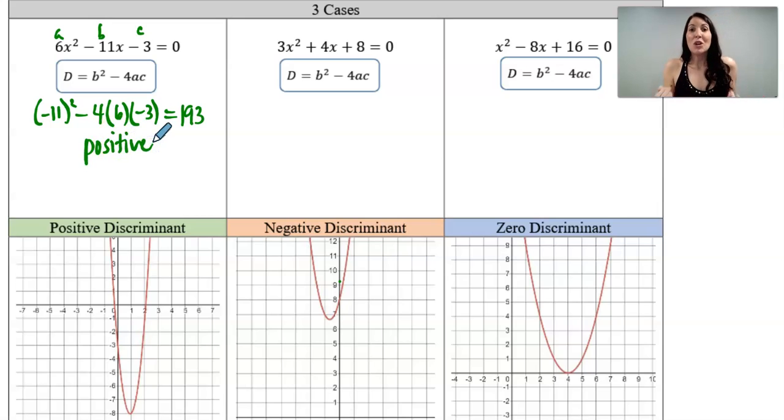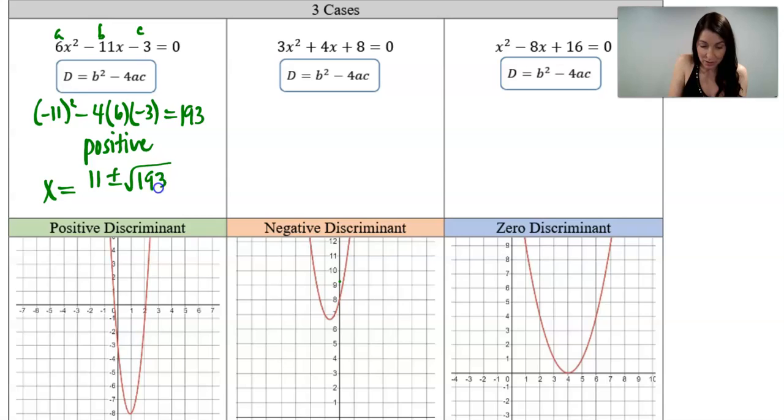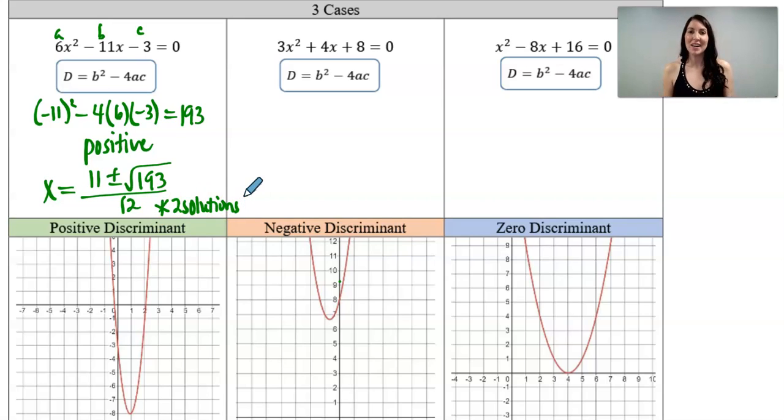So that would mean when you put this into the quadratic formula and you do x equals the opposite of b plus or minus the square root of the discriminant all over 2 times a, we would end up with two solutions, because one of my solutions would be 11 plus square root of 193 over 12, and the other solution would be 11 minus the square root of 193 over 12. Because there are two solutions, that would give us two x-intercepts when we go to graph that.